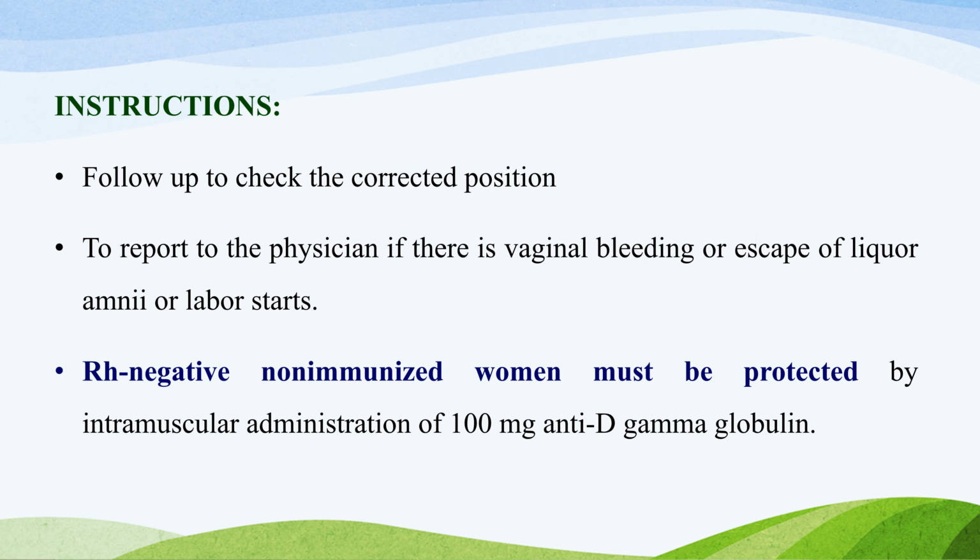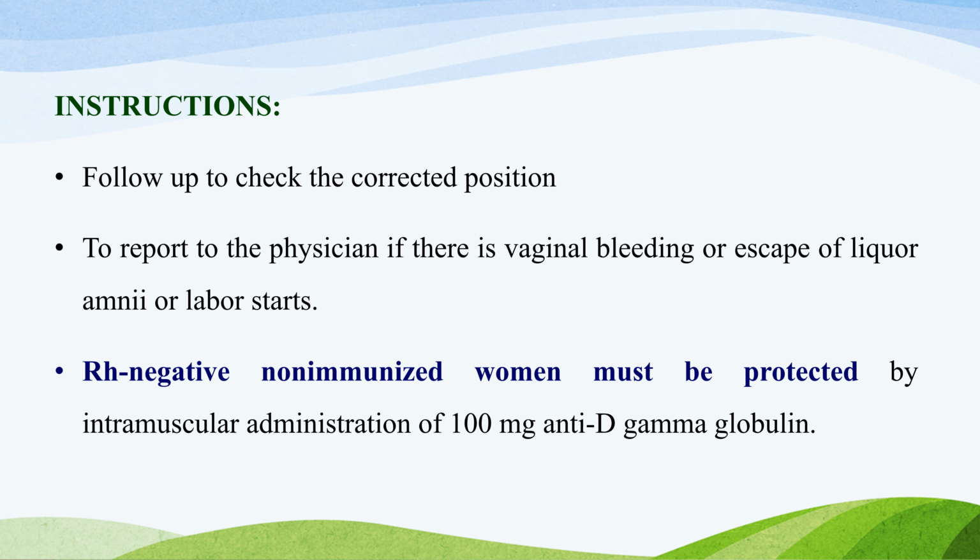After the procedure, the following instructions should be given to the woman. The first one is follow-up to check the correct position. We need to advise the woman to follow up to check the corrected position that has been made during external cephalic version. The second one is to report to the physician if there is vaginal bleeding, escape of liquor, or labor has started. In this condition, the woman has to report to the physician.